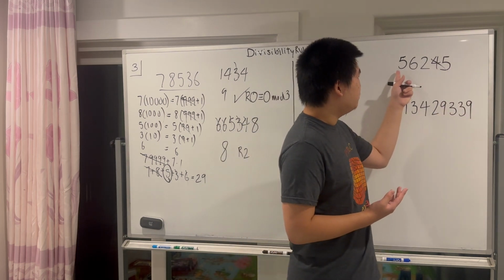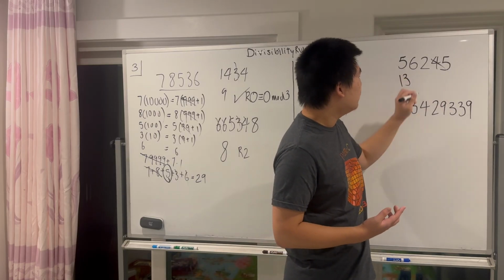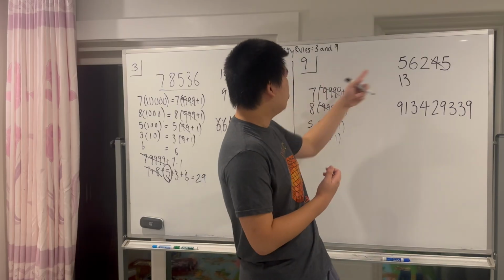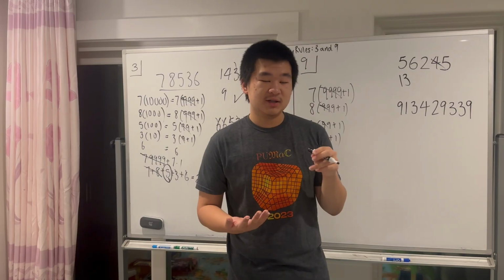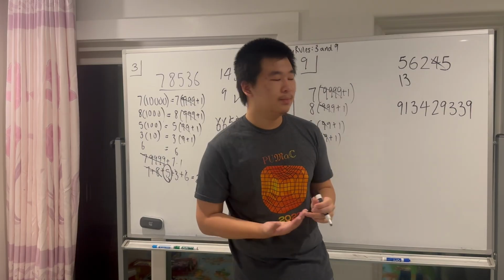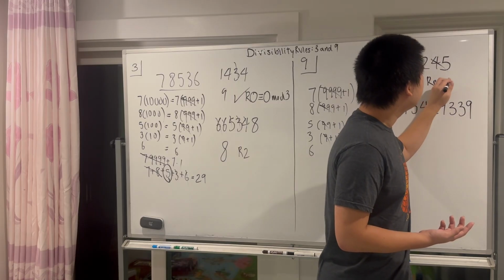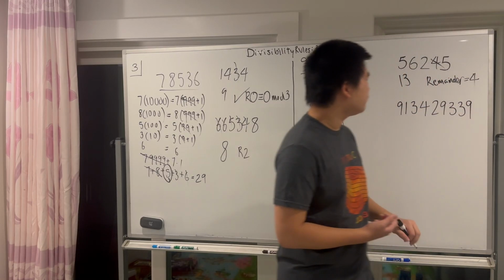So we're actually just doing 5 plus 6 plus 2, which is 13. And so if this question was asking you, is this number divisible by 9? You would say nope, because 13 is not divisible by 9. And if it was asking you for the remainder when you divide this number by 9, you would say that it is 13 divided by 9, leaves remainder 4.